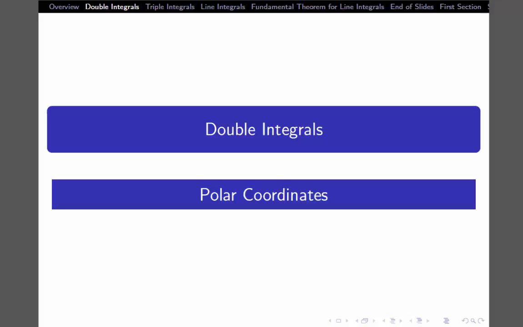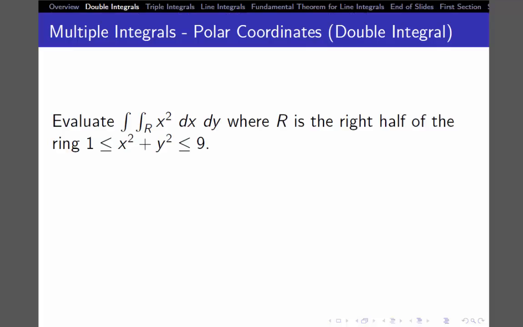In this video, we're going to discuss evaluating double integrals using polar coordinates. For this example, we're going to evaluate the double integral over the region R of x squared dx dy, where R is the right half of the ring of x squared plus y squared between 1 and 9.